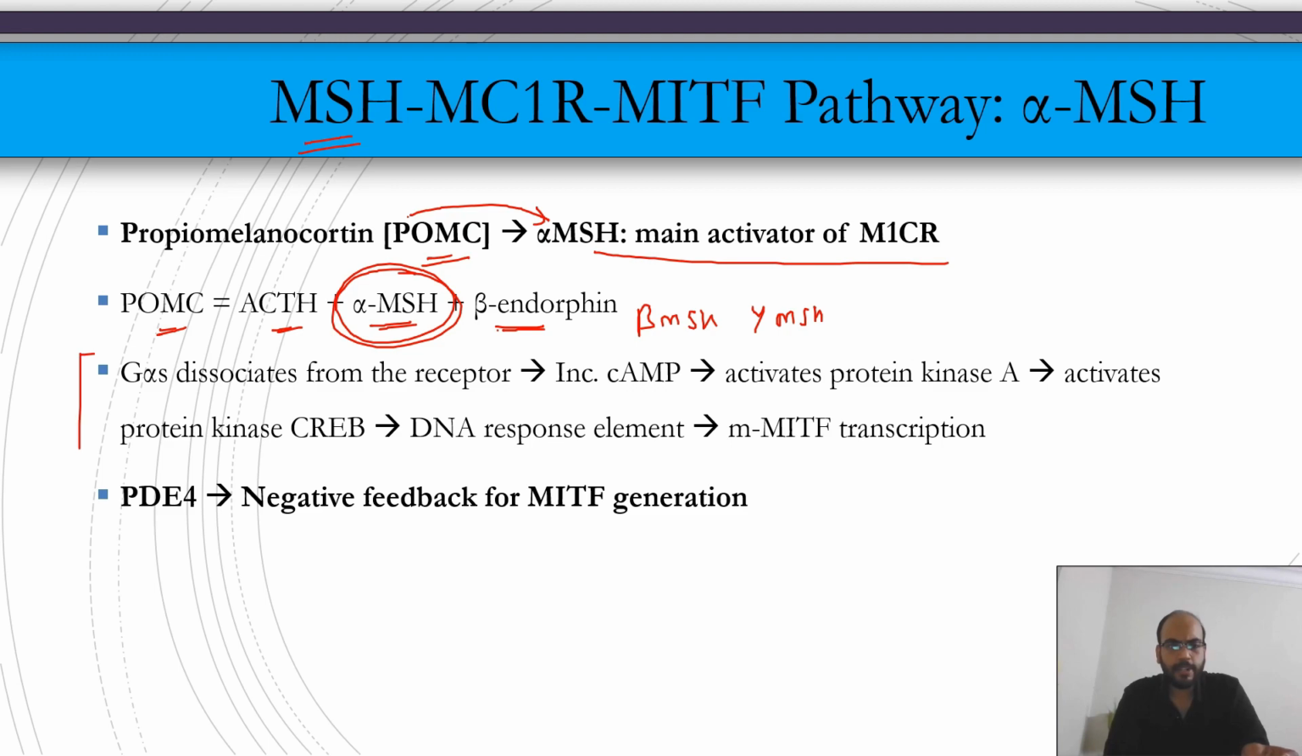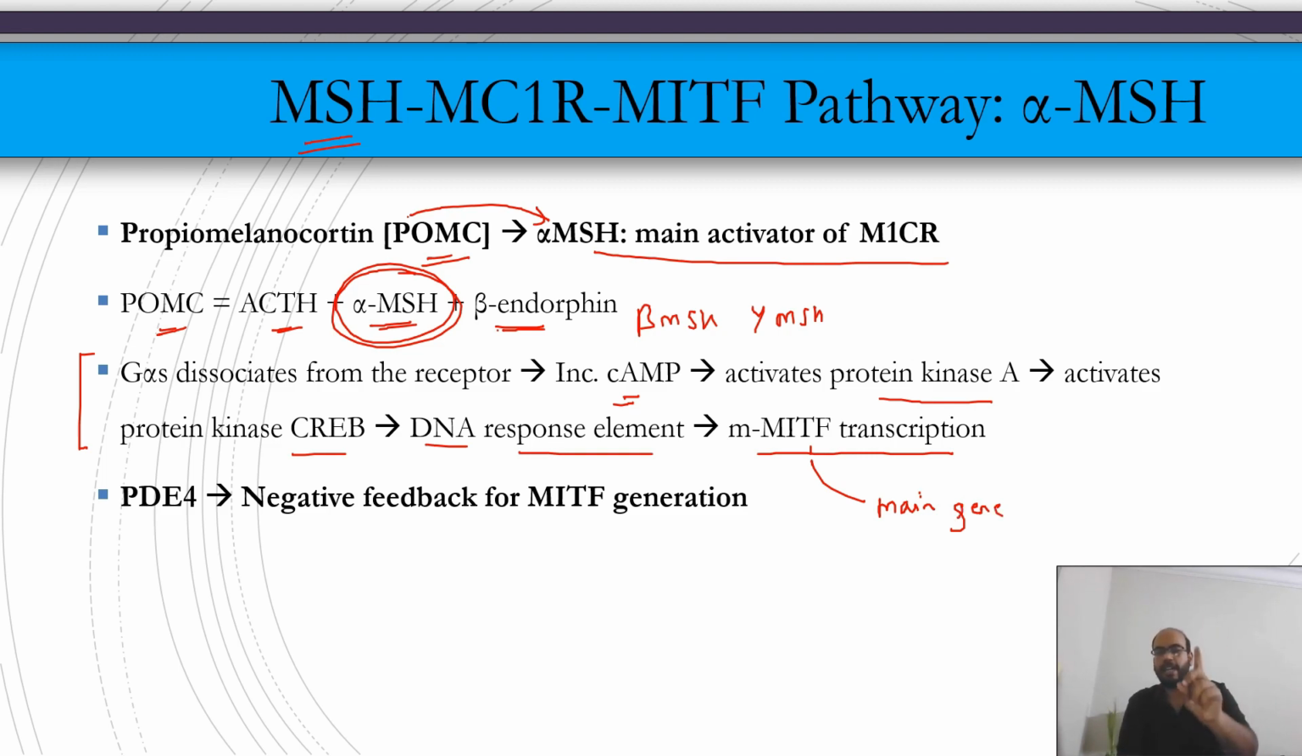This is just a reminder of how a G protein coupled receptor works. G alpha S dissociates from the receptor. It increases cyclic AMP, which activates protein kinase A, which activates protein kinase CREB, which leads to DNA response element. And in DNA, it increases the activation of MITF. MITF is the main gene of melanogenesis. Main gene. And this is how MSH leads to formation of melanin by activating MITF.